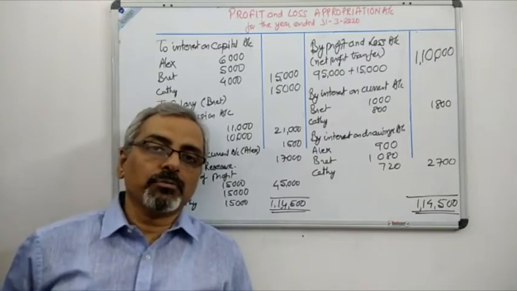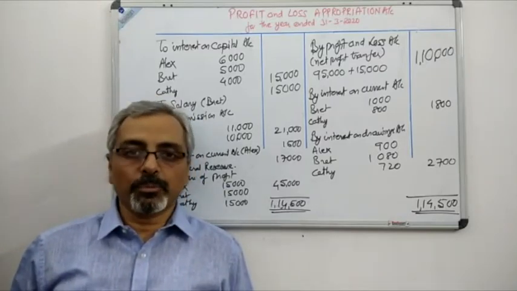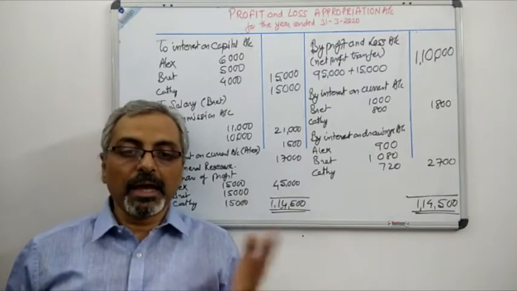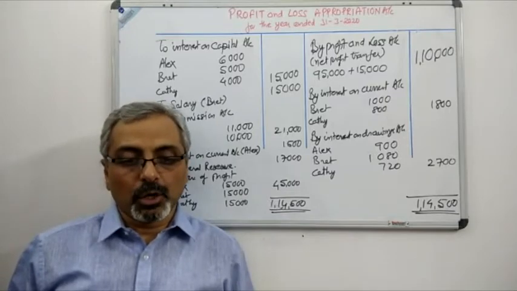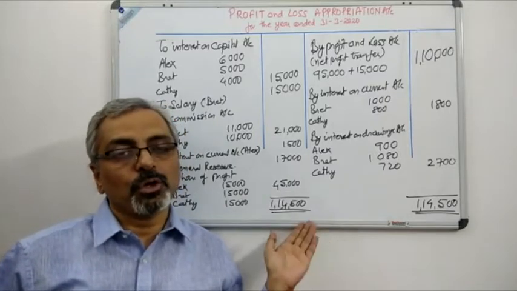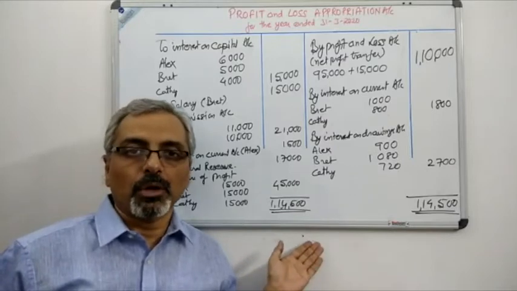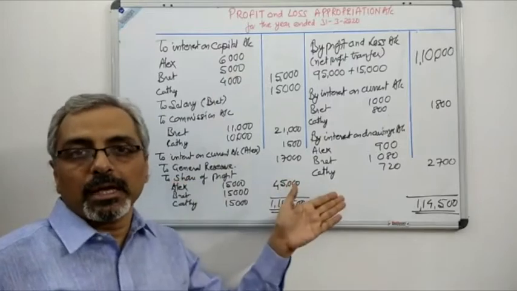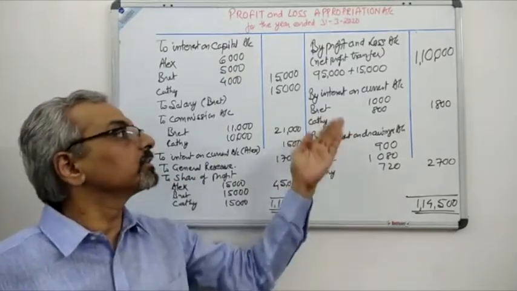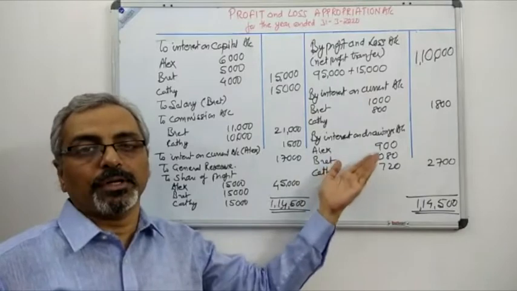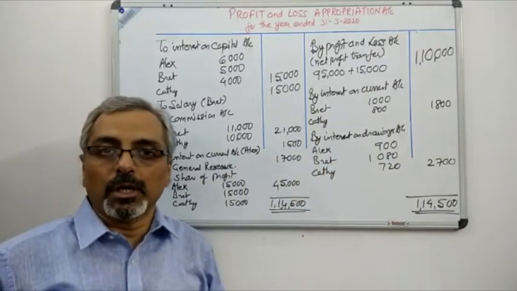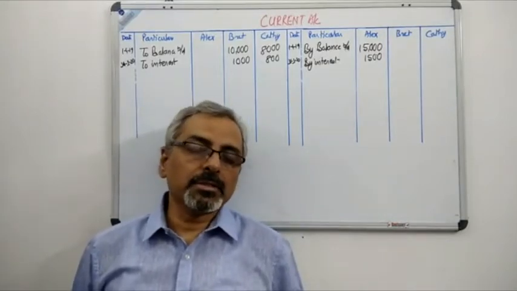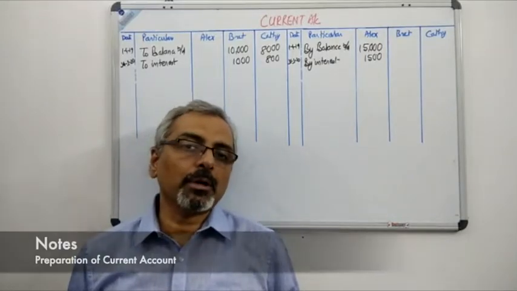And if you read the question very carefully, the question has asked us to prepare the profit and loss appropriation account, which we have just now prepared, and the partners' current account, which we will prepare after the preparation of the profit and loss appropriation account. We will transfer the entries which are there in the debit side to the credit side of the current account and vice versa for the entries which are there in the credit side to the debit side of the current account. After the preparation of the profit and loss appropriation and entering the balances and the interest on the current account, let us now complete the current account.